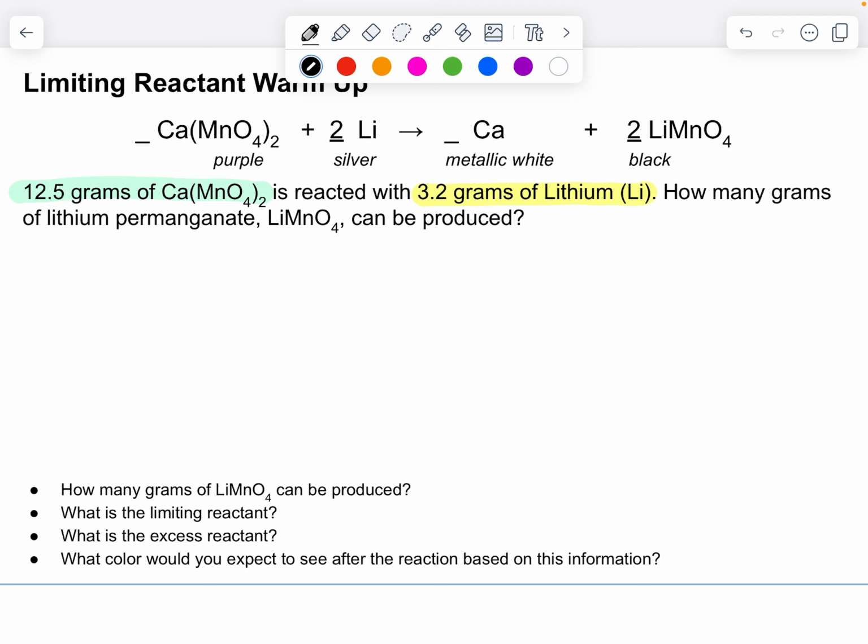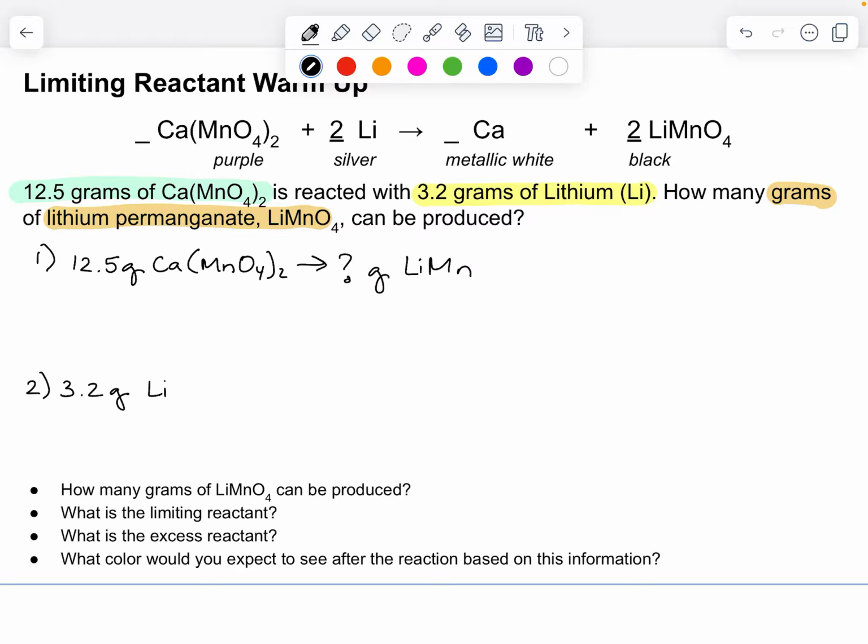And so with these problems, calculation number one is that we're going to start with 12.5 grams of CaMnO4 twice. Our second calculation is that we're going to start with 3.2 grams of that lithium. For both of these, because we're asked how many grams of lithium permanganate, both of these problems are going to end at the same spot where we're doing a calculation to figure out how many grams of lithium permanganate we get. So both of these, we're starting at different spots, but we're ending at the same spot, and then we're going to be able to compare how much each can make.